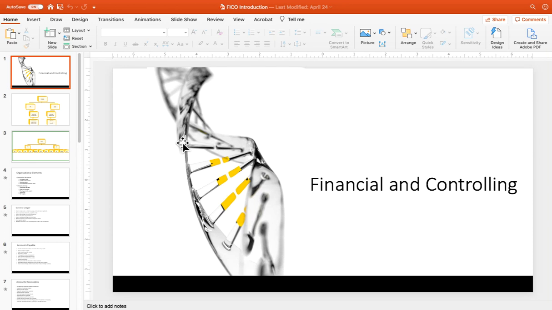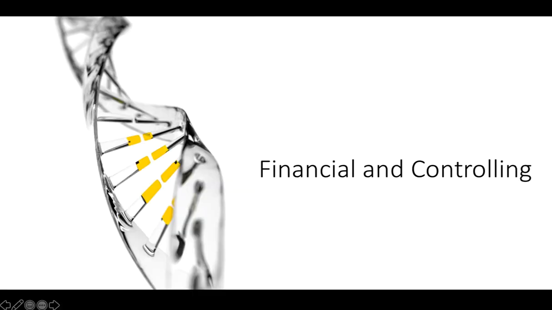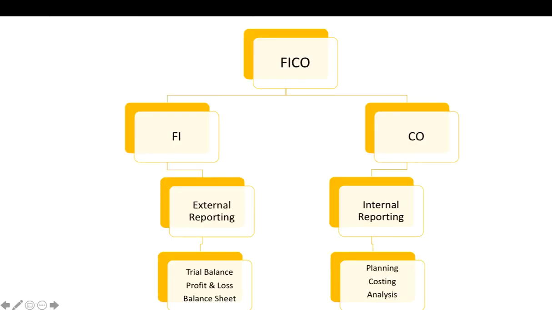Finance department and accounting department along with treasury are the main functions, main departments of any organization, and this is the core purpose of any business: to make money, save money, and control money. So I'll walk you through quickly what is financial and controlling. In this training we will cover FICO, as I said, which can be broken down into two modules, FI and CO.